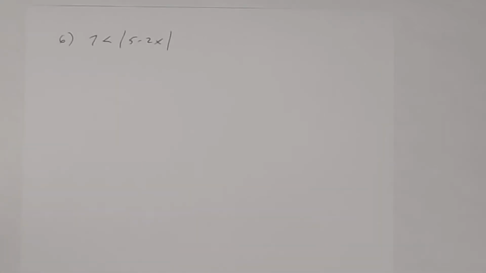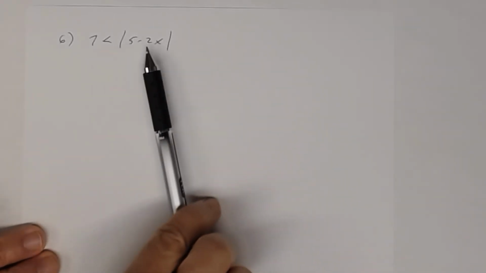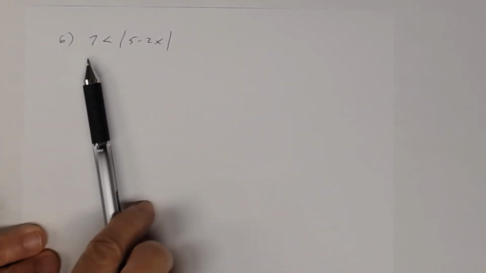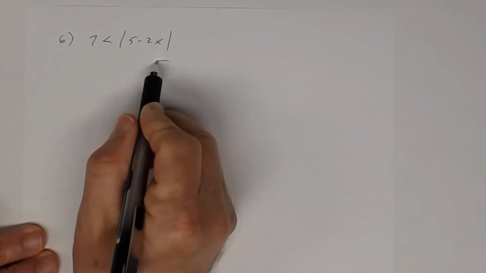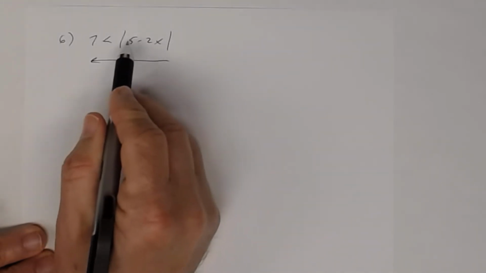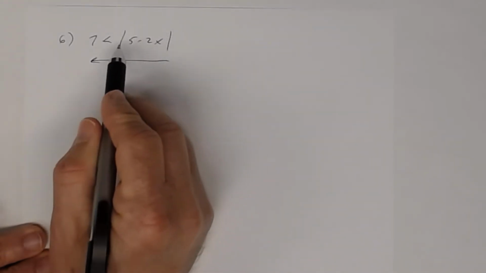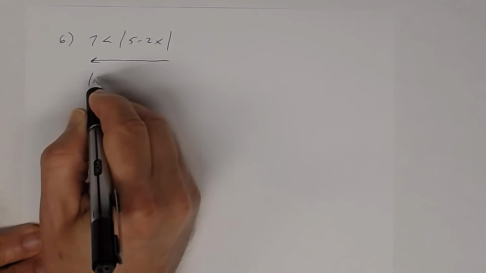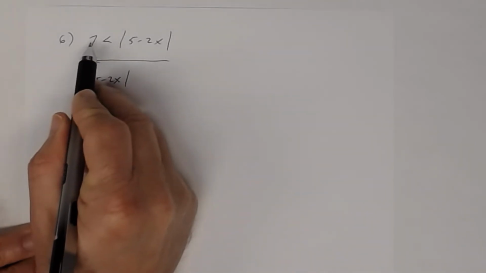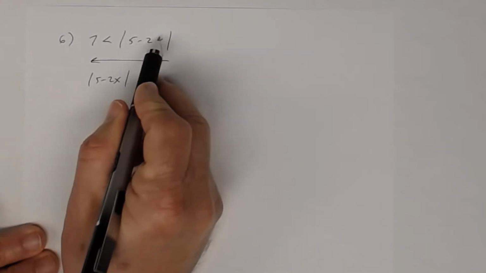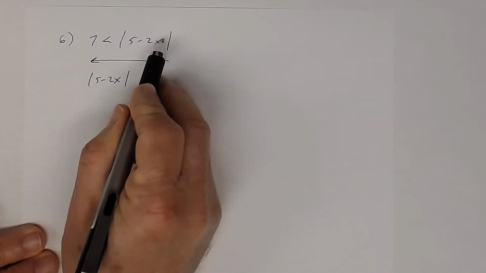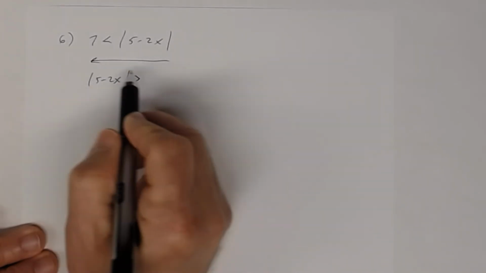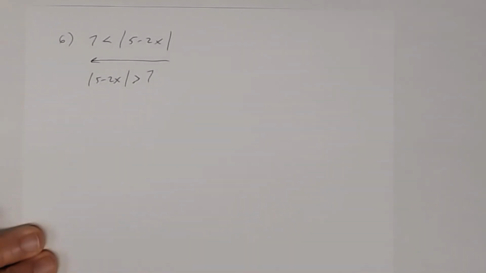Okay, so in this example, a lot of students get confused with this one because the absolute value expression's on the right-hand side. Well, if that confuses you, then go ahead and write on the left-hand side, which is what I would do. So I would reverse the inequality here. So I would say, just write it backwards. So this right here means the same thing as this. Means the same thing as saying the absolute value of 5 minus 2x. So remember when you read this, you read it as 7 is less than the absolute value of 5 minus 2x, or you can say the absolute value of 5 minus 2x is greater than 7. So these two mean the same thing, okay?